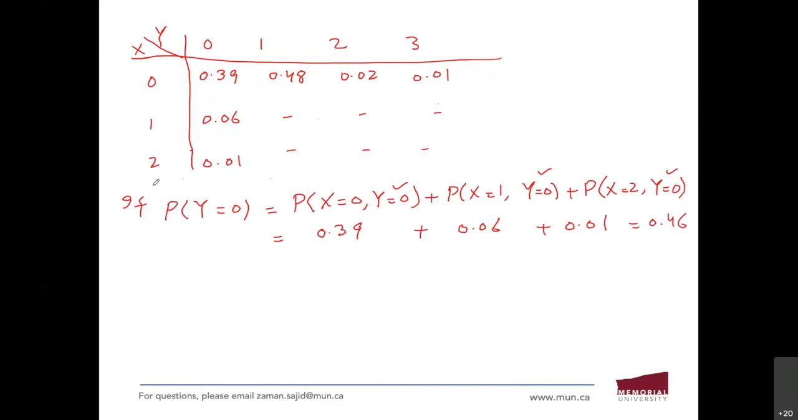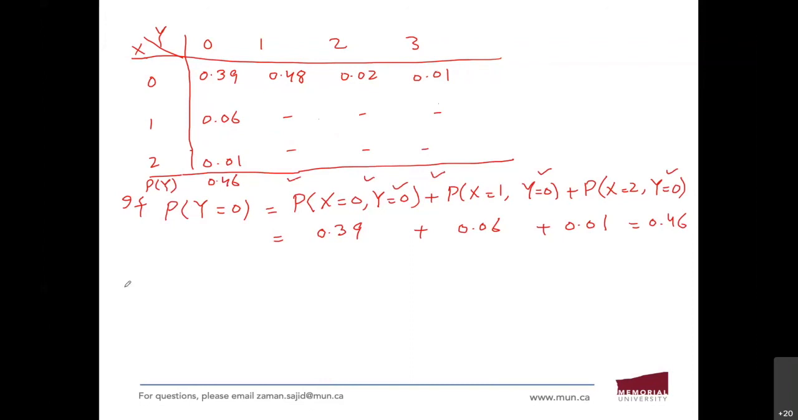Now these are the marginal probability values. If I sum up all of this, I get the value of 0.46. So here I can say that this is the probability of y. Similarly, if you add up these values, you will get a number. If you add up these values, you will get a number.